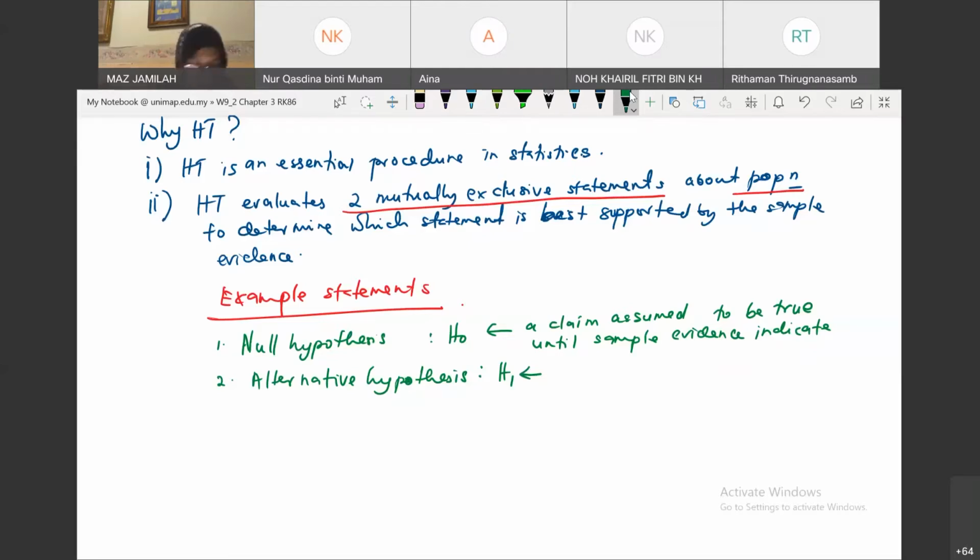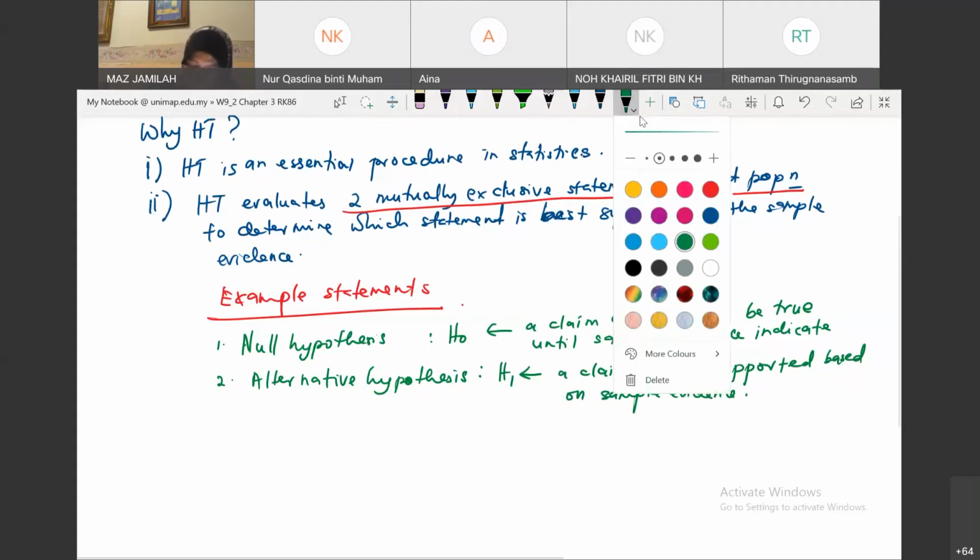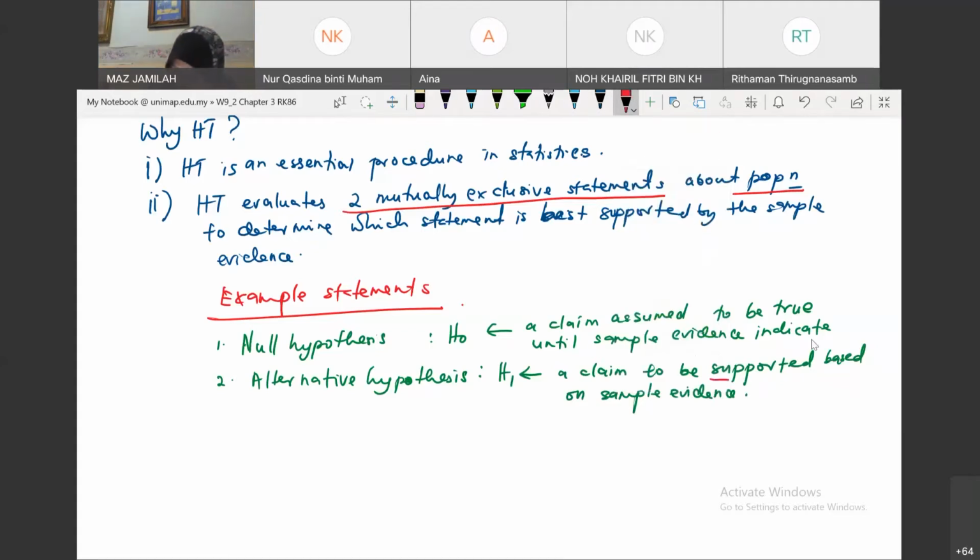What about H1? H1 is a claim to be supported based on sample evidence. I underline the word supported, and for H0, assumed to be true. These are all hints for you later on.